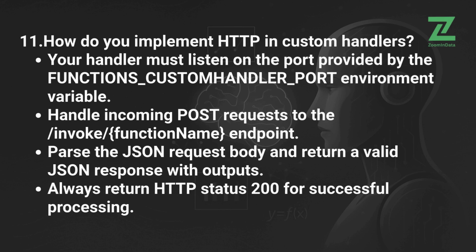How do you implement HTTP in custom handlers? Your handler must listen on the port provided by the FUNCTIONS_CUSTOMHANDLER_PORT environment variable. Handle incoming POST requests to the invoke function name endpoint. Parse the JSON request body and return a valid JSON response with outputs. Always return HTTP status 200 for successful processing.